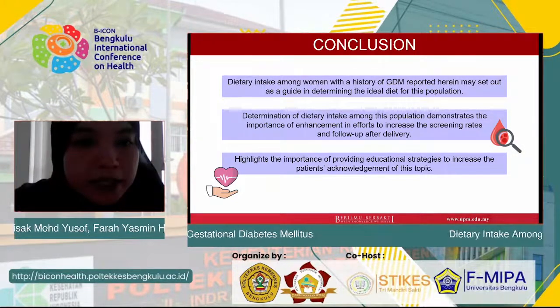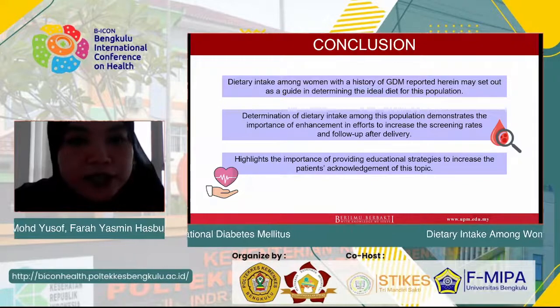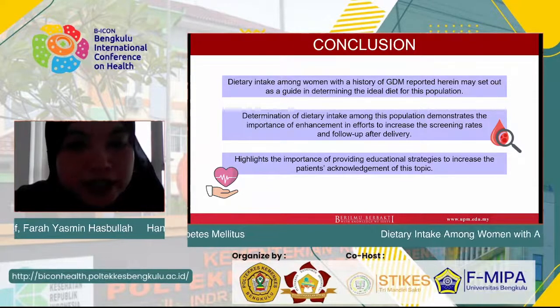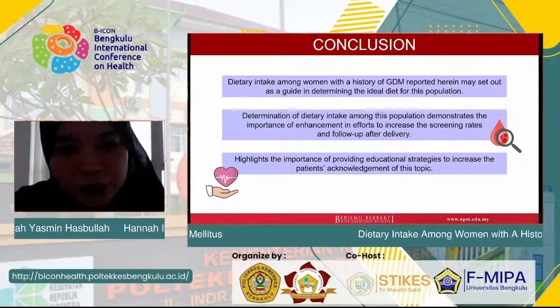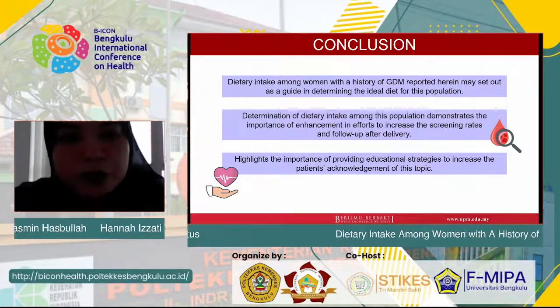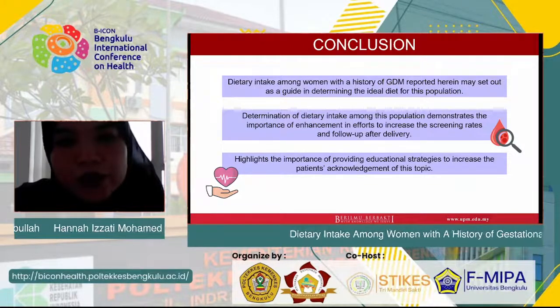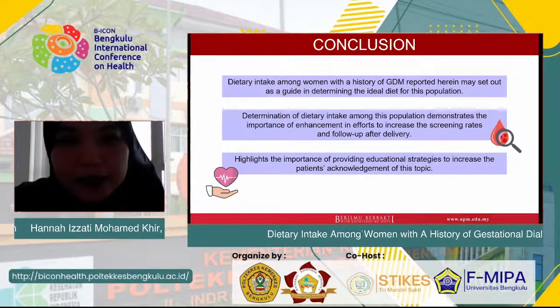And determination of dietary intake among this population demonstrates the importance of enhancing efforts to increase screening rates and follow-up after delivery. Why is this important? Because postpartum glucose intolerance has been reported among women with a history of GDM as one of the health consequences following pregnancy complicated with GDM.